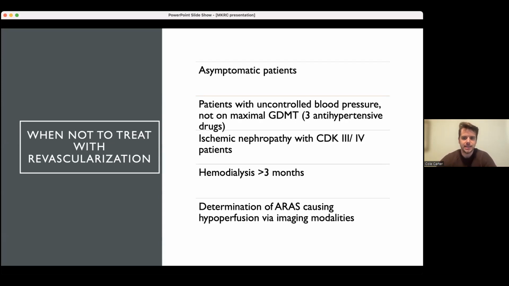Ischemic nephropathy with CKD 3 and 4 patients. It was shown that ischemic nephropathy alone and CKD patients alone can have revascularization, but the combination has mixed results. So you want to be careful about proceeding with revascularization with ischemic nephropathy patients with CKD. And then hemodialysis patients that have been on hemodialysis for greater than 3 months. Lastly, I want to reiterate that you want to use imaging modalities to determine the severity of atherosclerotic renal artery stenosis, just to determine whether the patient is actually eligible for the revascularization surgery.